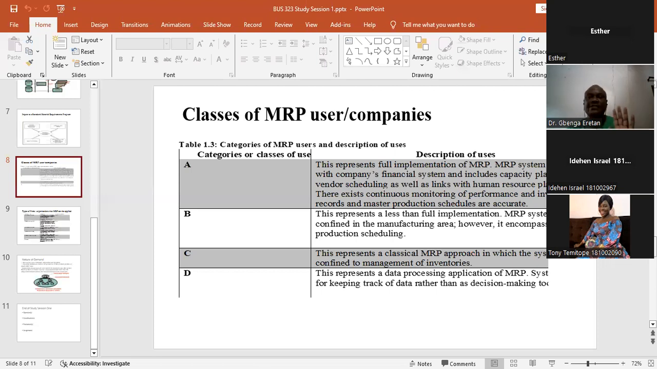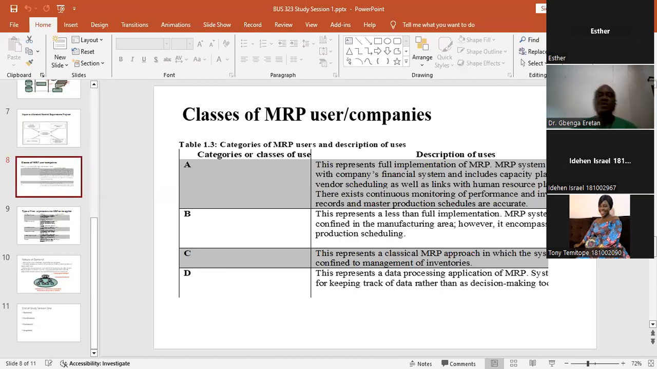Just take note of that. The category A is the stage where the MRP, which is the material requirement planning, is fully implemented in an organization, putting in all the various components that are required in order to practice MRP processes. So we refer to that as category A organization, an organization that practices in full implementation the material requirement planning.